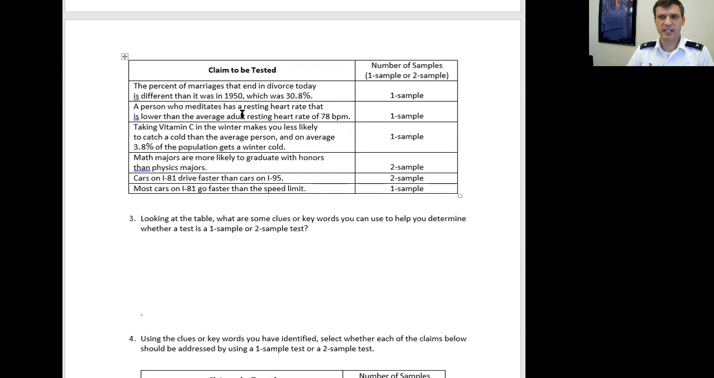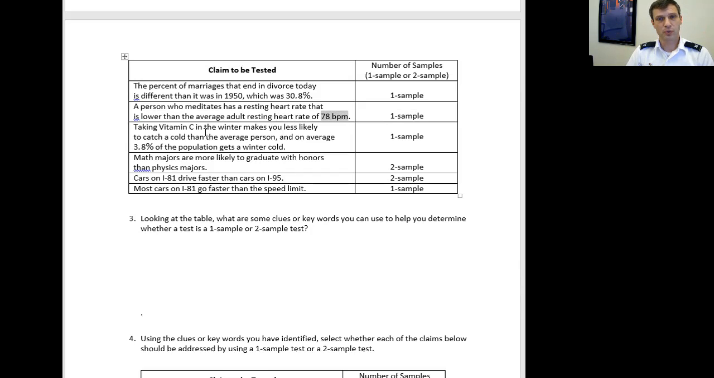A person who meditates has a resting heart rate that is lower than the average adult resting heart rate of 78. Well, now, the way that I have it set up right now is I already know that adults on average have a resting heart rate of 78. So now I'm going to compare the people who do meditate and compare that data to the known number. That's one sample. If I didn't know that number, I could collect data from those who meditate and those who don't meditate and compare those, and that would be two samples.